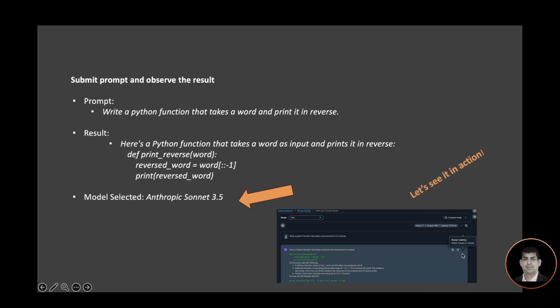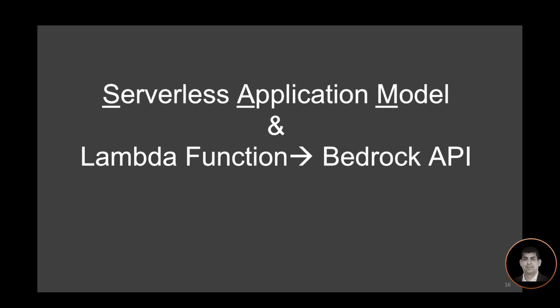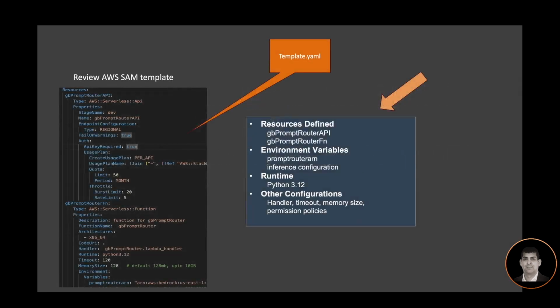So this is an example of how you can use the playground, but here our goal is to use the serverless application model, a Lambda function, and the Bedrock API. So let me show you the AWS SAM template. Here is the template.yaml. This is how you define the infrastructure as code approach.